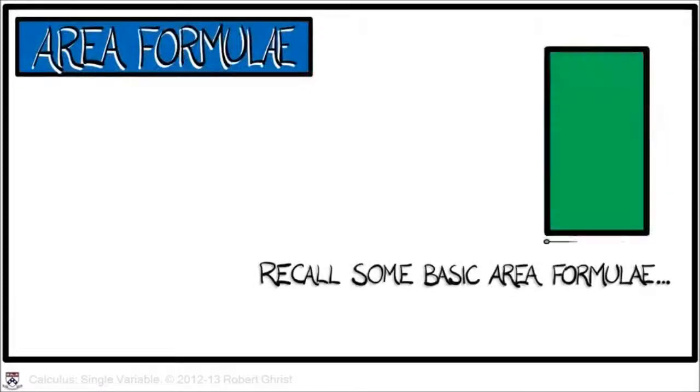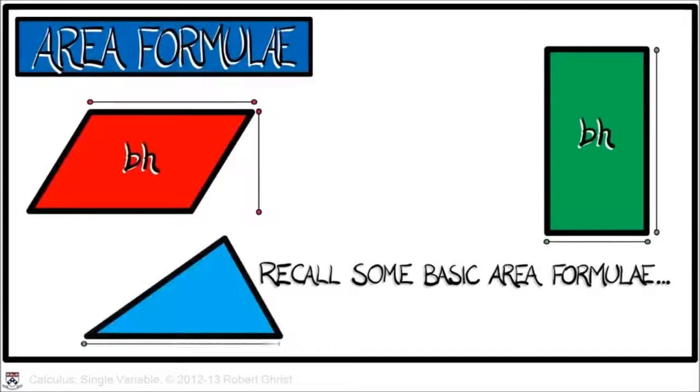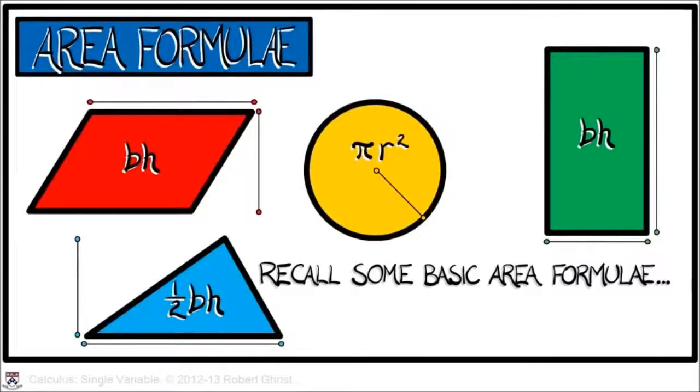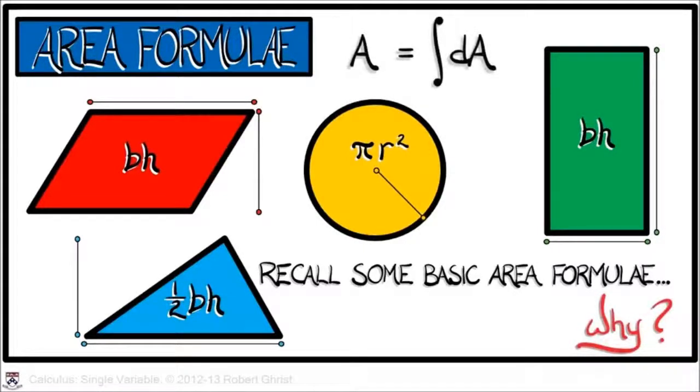What do I mean by that? Let's recall some of the classical area formulae that you learned when you were in school: the area of a rectangle, or a parallelogram, or a triangle, or a circular disk. These you know, but do you know why they're true? They're true because they are the integral of the corresponding area element. Let's see how this works in a few examples.